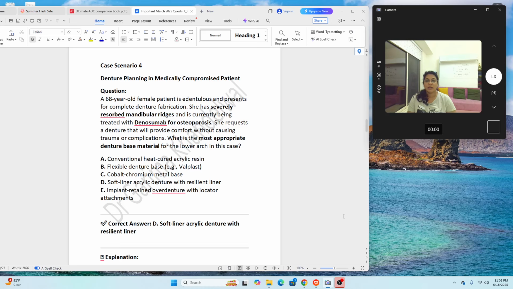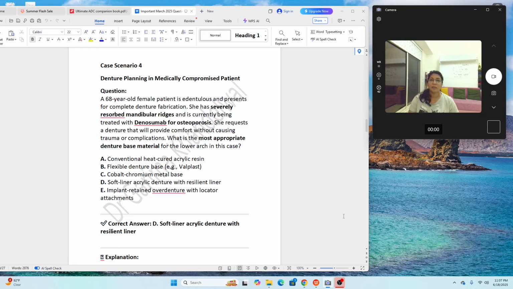Conventional heat cure acrylic resin, that is an option. It's not a bad option. Flexible denture base is also an option. Soft liner acrylic denture with resilient liner. Implant retained overdenture with locator attachments. Now, if this patient was not having denosumab, then option E would have been a good option also, had the patient been very healthy, because that's the best one, you know. You have something fixed in the mouth and more biting and chewing efficiencies there.